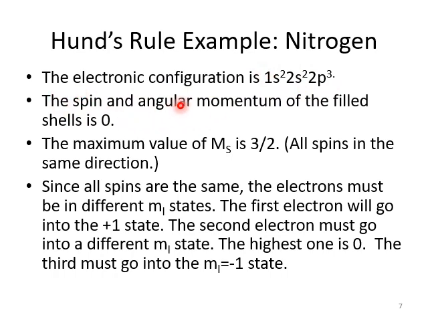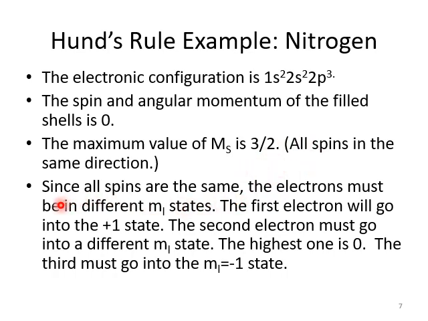So the spin and angular momentum for these filled shells, 1s squared, 2s squared, is 0. So we don't have to include those in any magnetic computation that we do. Now, I have 3 electrons here. The maximum value of m sub s then is 3 halves. For example, all the spins pointing in the same direction, up. The maximum magnitude of m sub s is 3 halves, but it can point in a direction of plus 3 halves, plus 1 half, minus 1 half, and minus 3 halves.